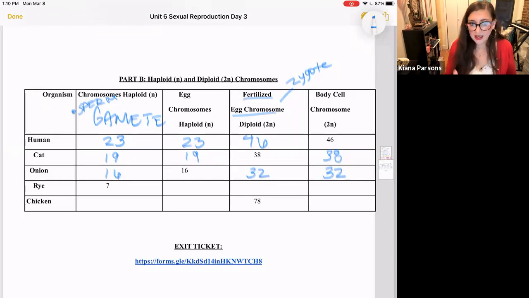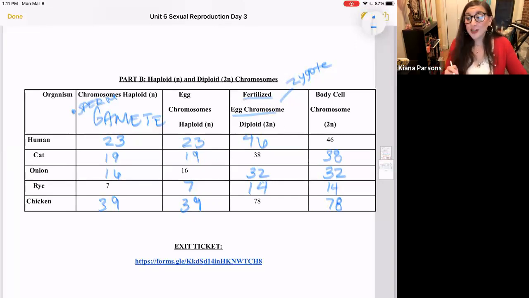So then rye, which is a plant, is going to have 7 chromosomes in its pollen. So that means it's going to have 7 chromosomes in its eggs, and it's going to have 14 chromosomes in a fertilized egg and 14 chromosomes in a body cell. A chicken, wow, a chicken has 78 chromosomes. That means it's going to have 78 chromosomes in its body cell and fertilized egg. And oh goodness, again, Miss Parsons is bad at math. That means there's going to be 39 chromosomes in a haploid egg and 39 chromosomes in a haploid sperm.